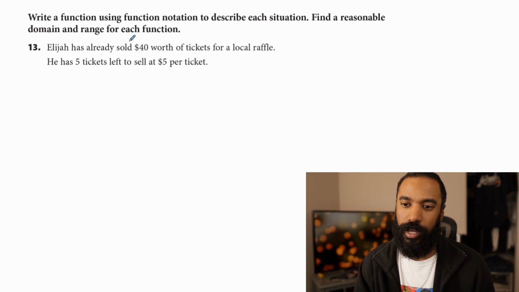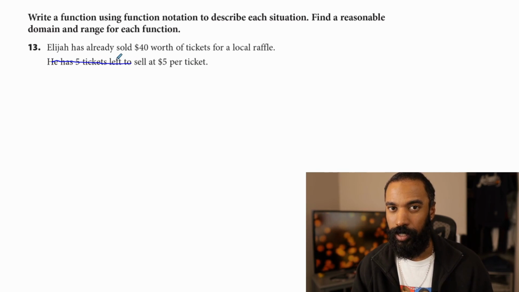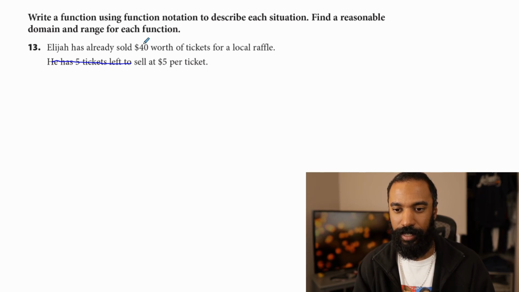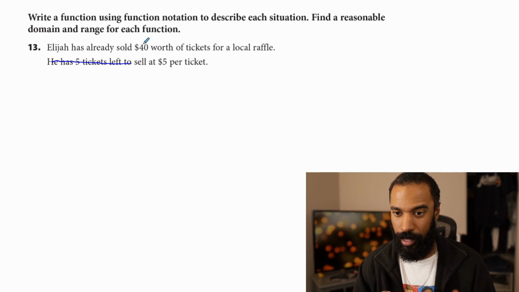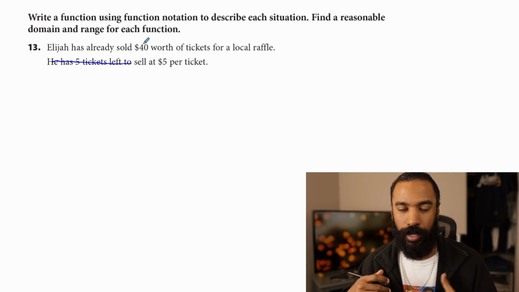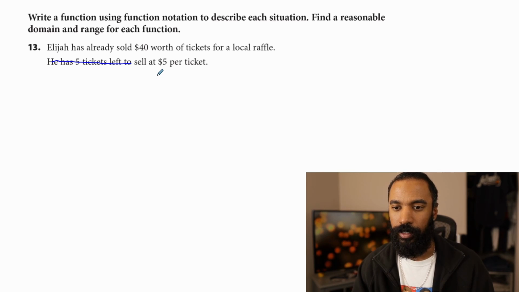Number 13: Elijah has already sold $40 worth of tickets for a local raffle. He has 5 tickets left to sell at $5 per ticket. Let's ignore the 5 tickets left for a moment because that has to do with the domain portion. Remember, everything here has to do with depending on the number of tickets sold. We don't know anything from 0 to 5, but depending on that x, you get a certain f of x, a certain dollar amount. So we have to use terms with dollars.